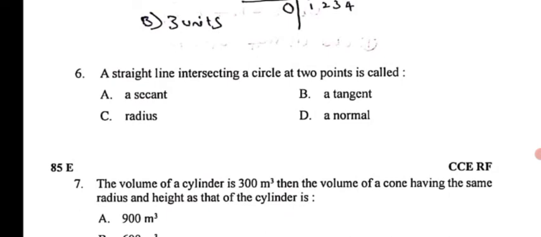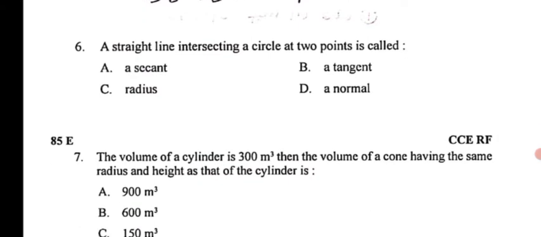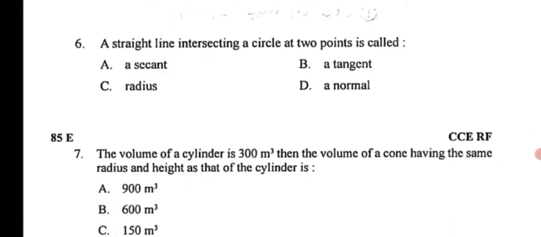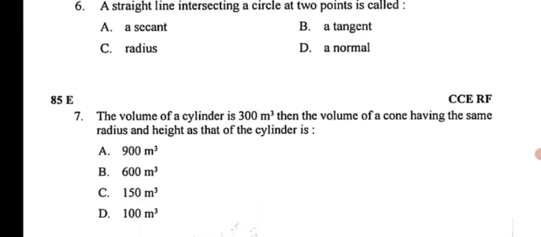Next question. A straight line intersecting a circle at 2 points is called. Okay. Here the correct answer is option A, secant. Okay. In tangent it meets at only one point. Radius is different and normal is also different. So secant is the right answer.